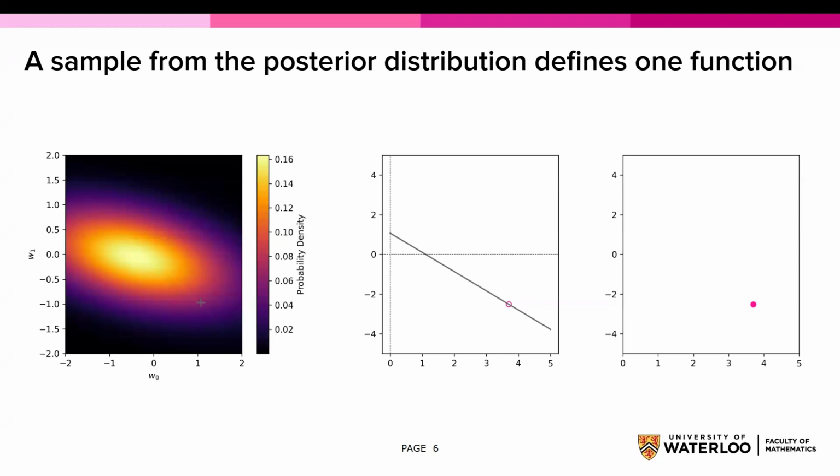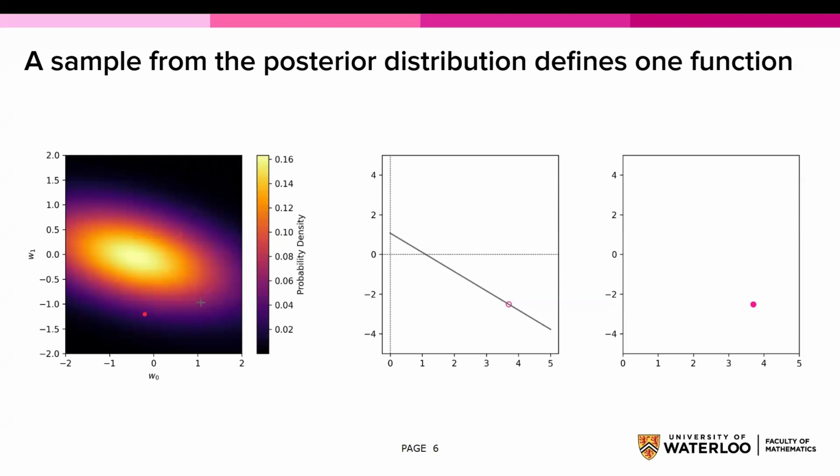Let's go through a specific example. If we look at the leftmost plot here, this depicts the posterior distribution over the weights W0 and W1, which are the intercept and the slope of the linear model in the case of a single input feature. The color indicates the probability density. The brighter or warmer yellow colors represent high probability selections of the weights, and the dark colors are low probability regions.